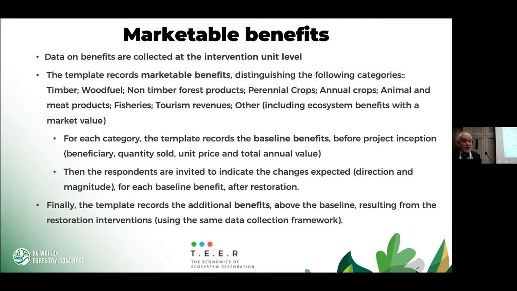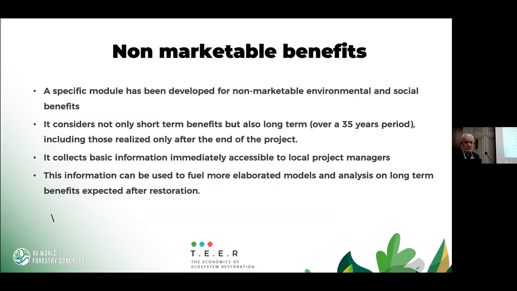And then we give the opportunity to the responder to indicate changes that are expected, because not everything will have been realized at the moment when you ask the questions. And there could be also totally different benefit categories that were not in the baseline that appear because of the project. For instance, when you change the use of the land from crops to forestry, there was no timber, now there is timber. Next slide, please.